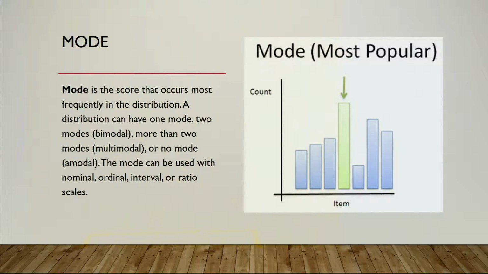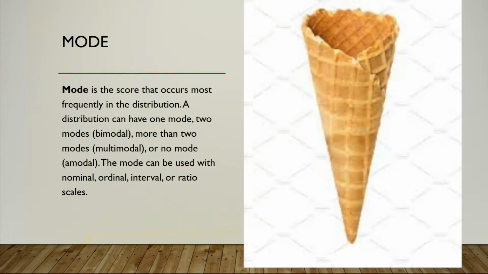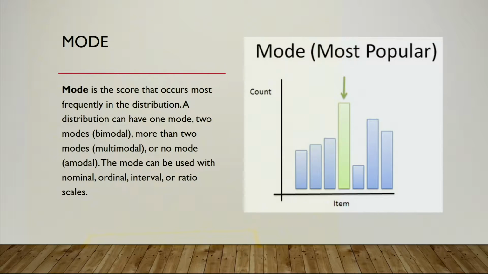The mode is the score that occurs most frequently in the distribution. A distribution can have one mode, two modes, which are bimodal, more than two modes, which is multimodal, or no mode, which is amodal. The mode can be used with nominal, ordinal, interval, or ratio scales.